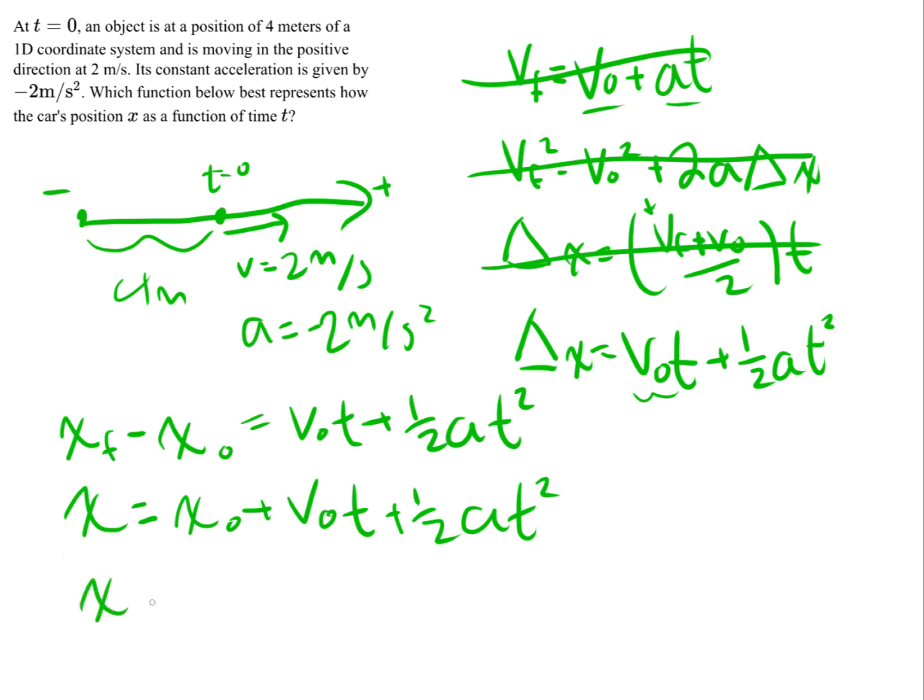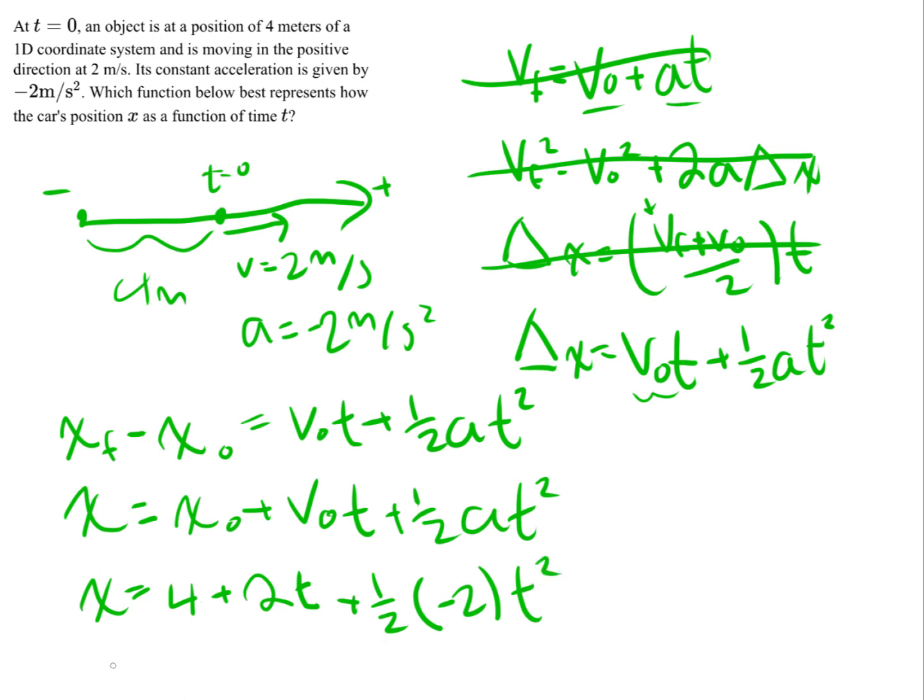Now we just need to plug all of our known values in. Its initial x position is 4 meters. That's given here in the problem. Its initial velocity is 2 meters per second, multiplied by time, and it's positive 2 meters per second, so it's moving in the positive direction. And it has a constant acceleration, so that's 1/2 of minus 2 meters per second squared.